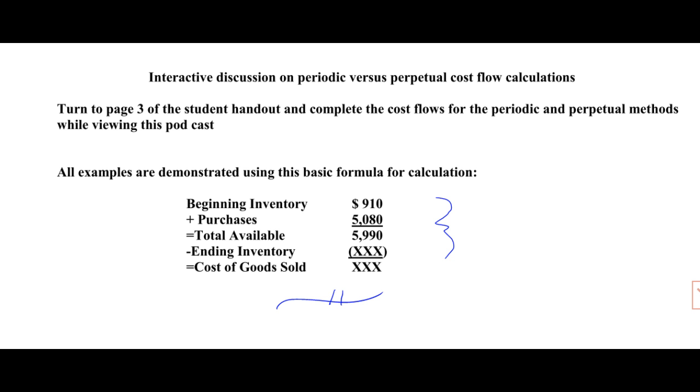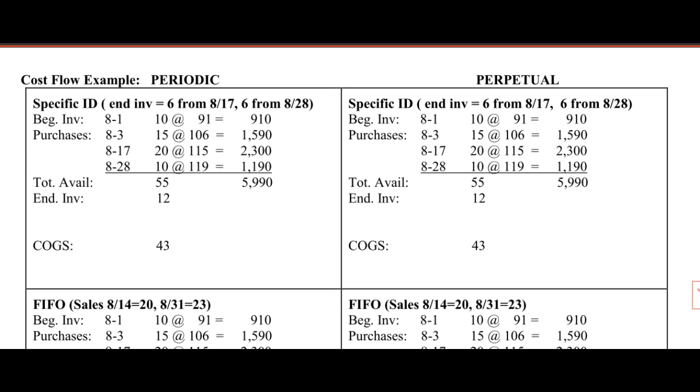We'll take our beginning inventory and add it to our purchases. Of course, we'll have to break that out. To get total available, subtract ending inventory and use that to calculate cost of goods sold. It's a very efficient way to do it. Let's get started. Let me draw your attention to how it's going to work.